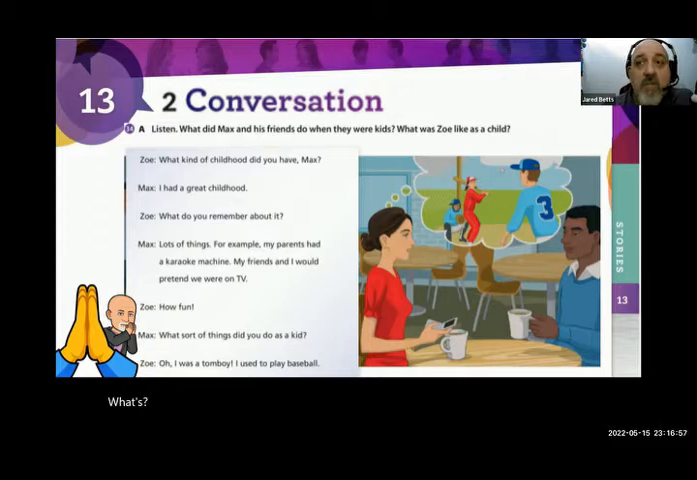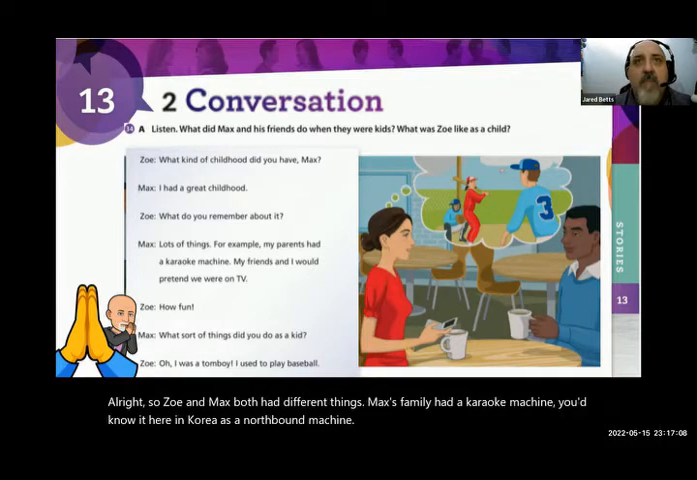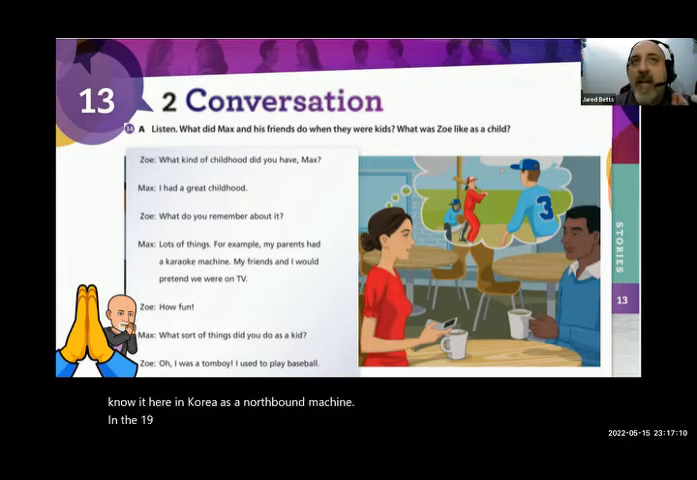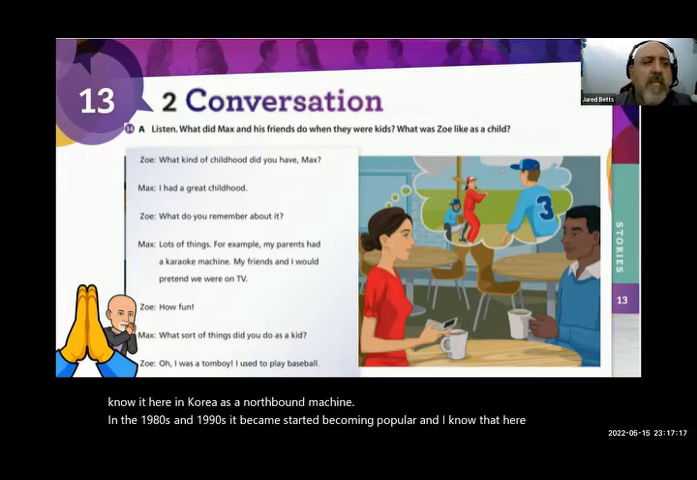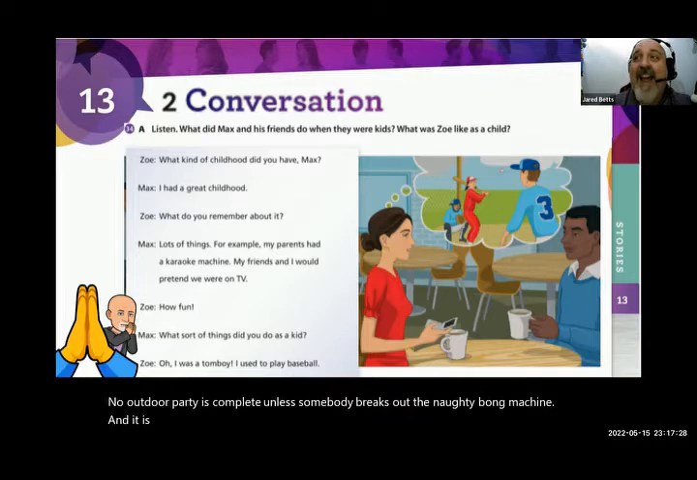All right. So Zoe and Max both had different things. Max's family had a karaoke machine. You'd know it here in Korea as a noraebang machine. In the 1980s and 1990s, it started becoming popular. And I know that here in Korea, no outdoor party is complete unless somebody breaks out the noraebang machine. Ah, that is so great.